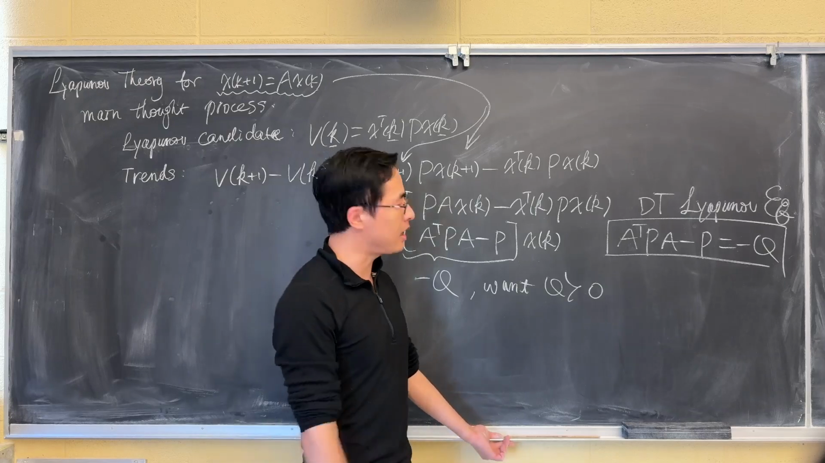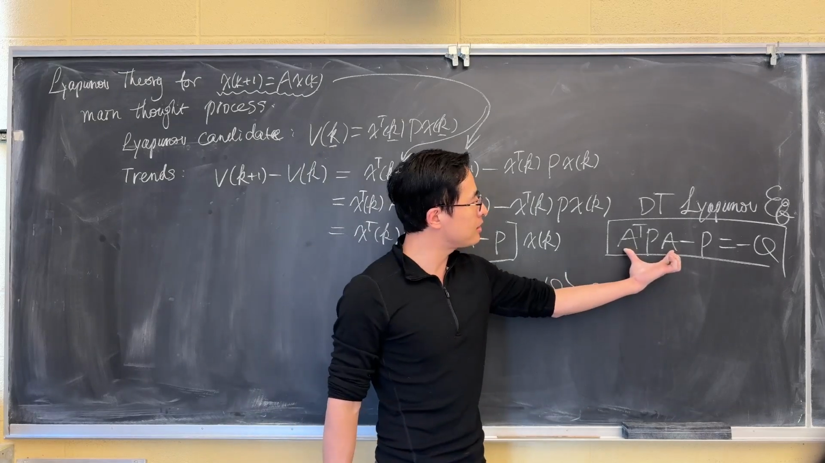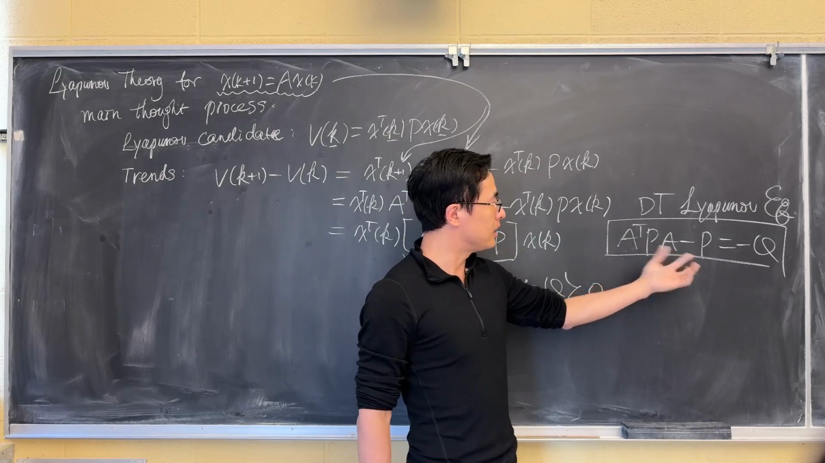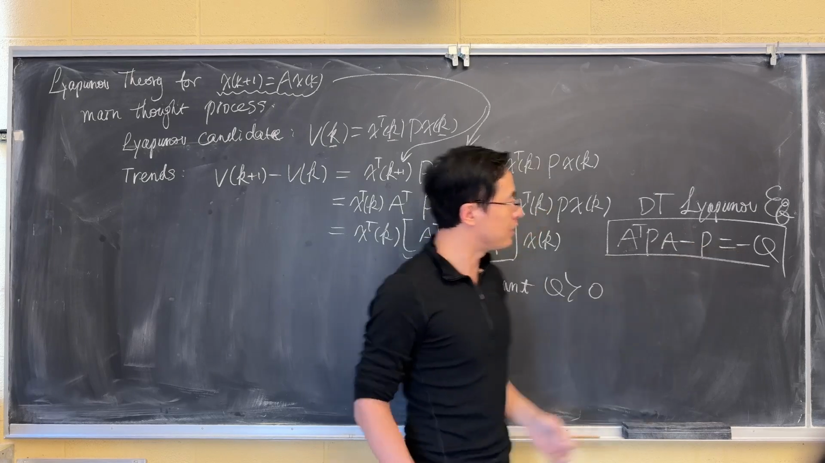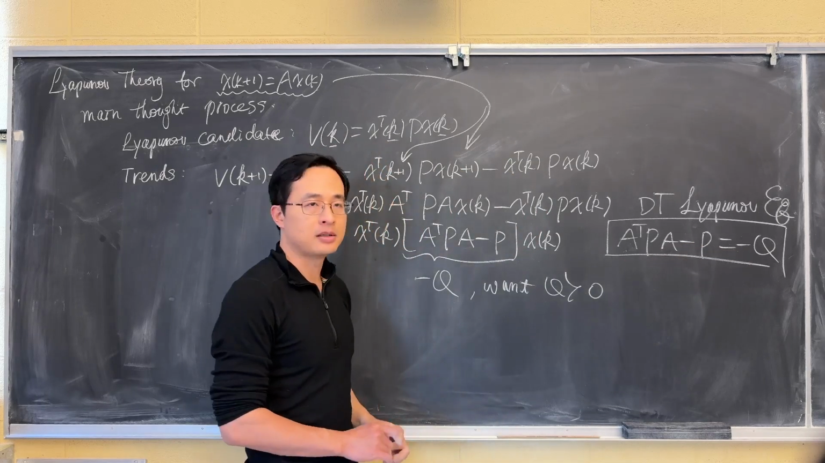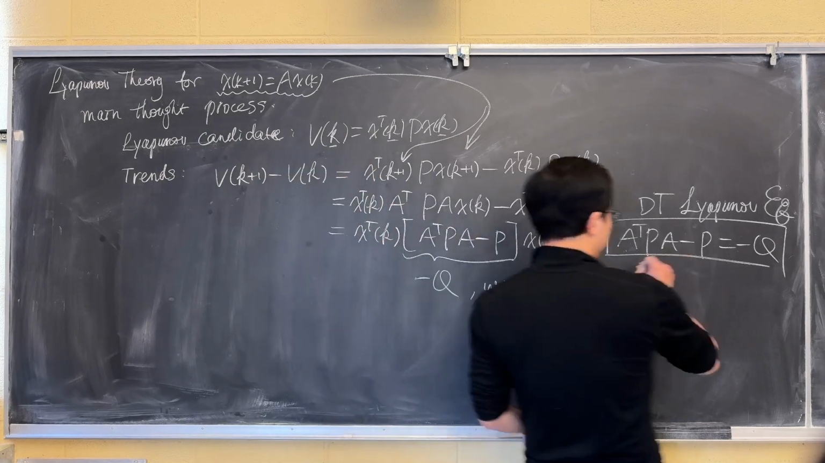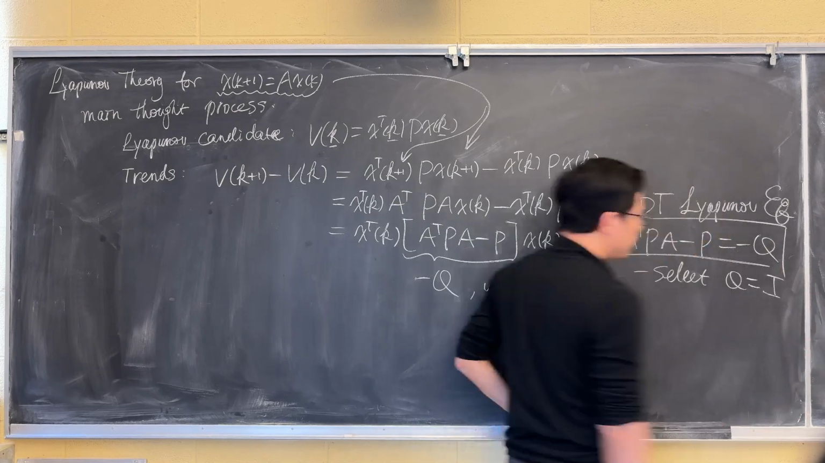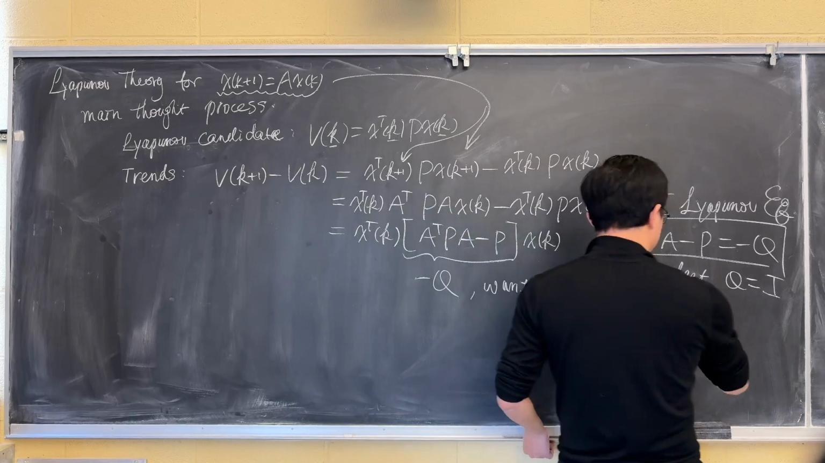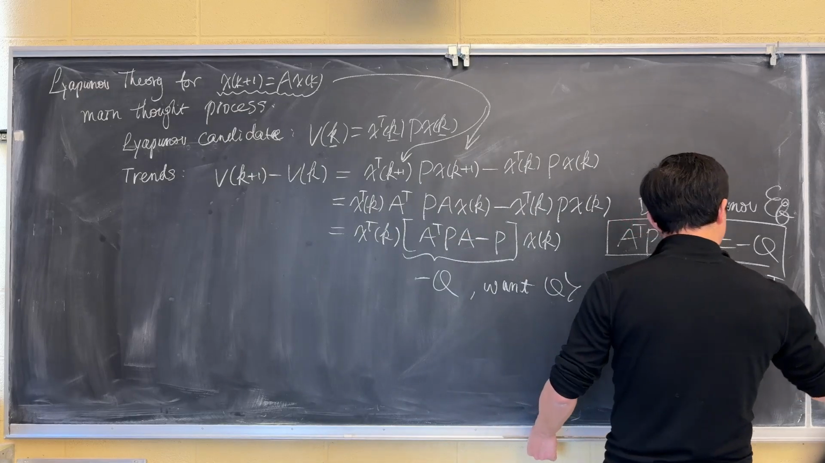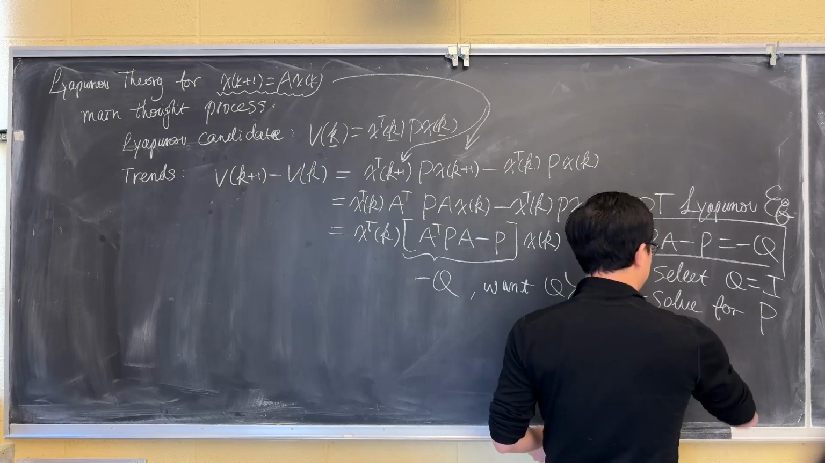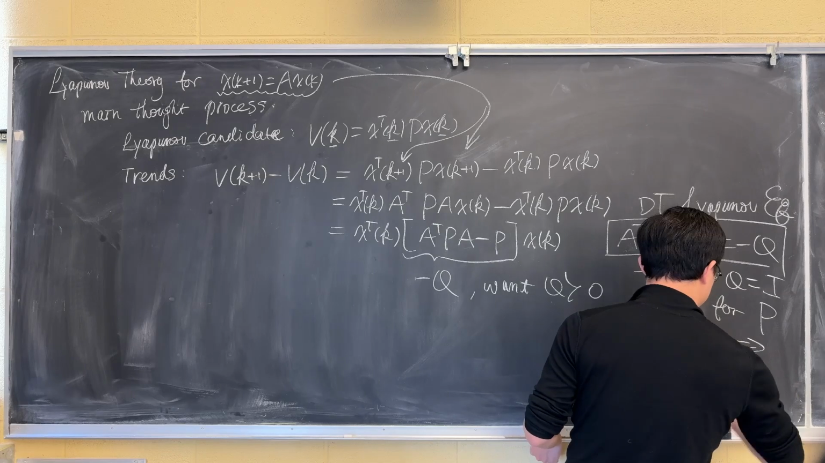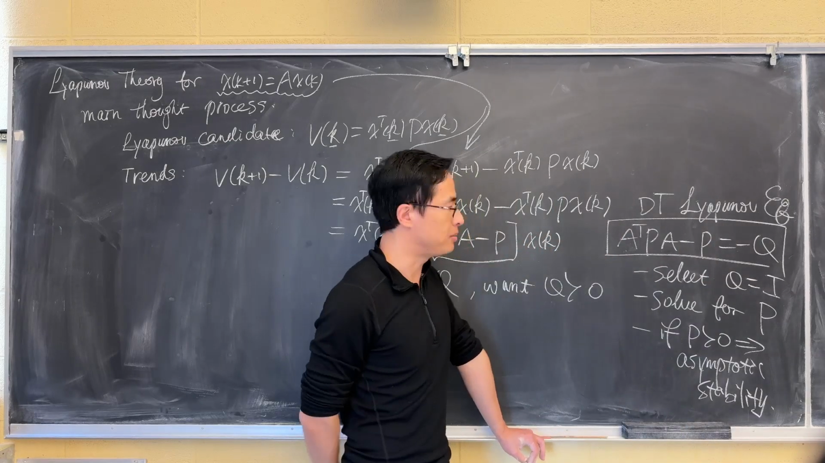It's different from the continuous time version. You can see A appears in a lumped form on the left of the first term, and then it's negative P here, and then negative Q on the right-hand side. So it's different, and the solution will also be different. The procedure is: select Q to be the identity matrix, solve for P, and then if P is positive definite, then you can conclude asymptotic stability. So that's the recipe.